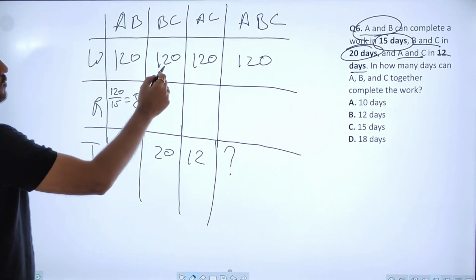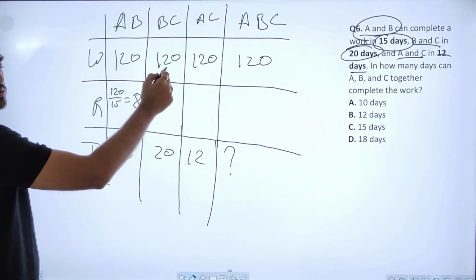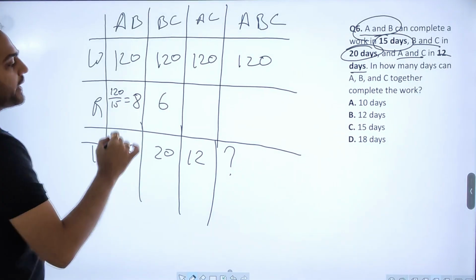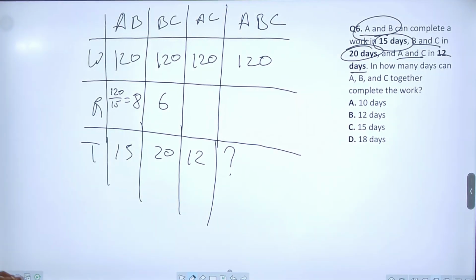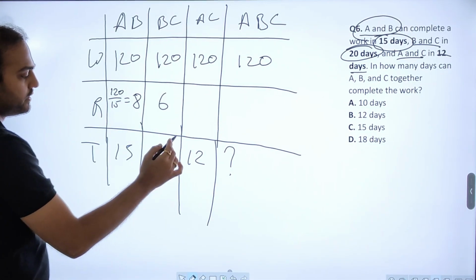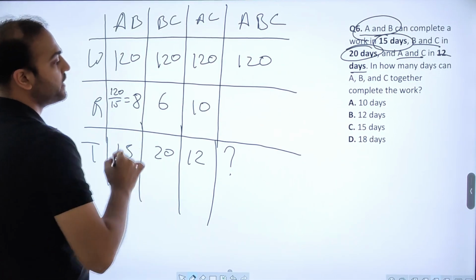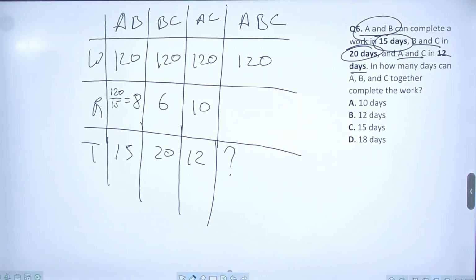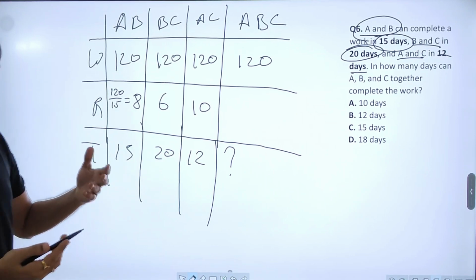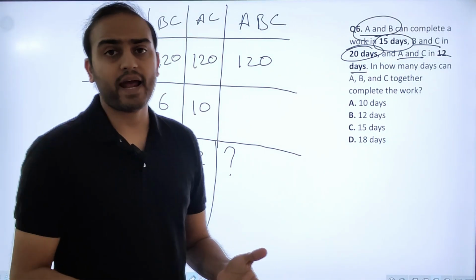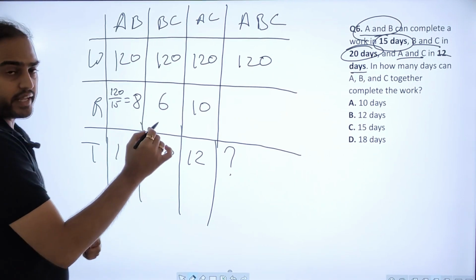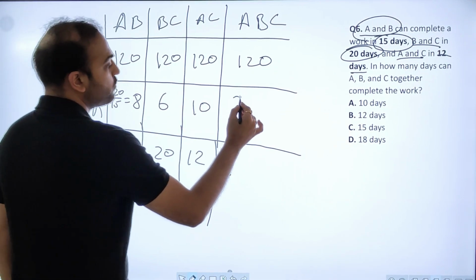Similarly, B and C, the work is 120. Time is 20. So combined rate is 6. A and C, work is 120. Time is 12. Combined rate is 10. Okay. Now if I add all the three, that is what we do when people work together, the rate adds up. So if we add all the three, 8 plus 6 plus 10, right, that's 24.